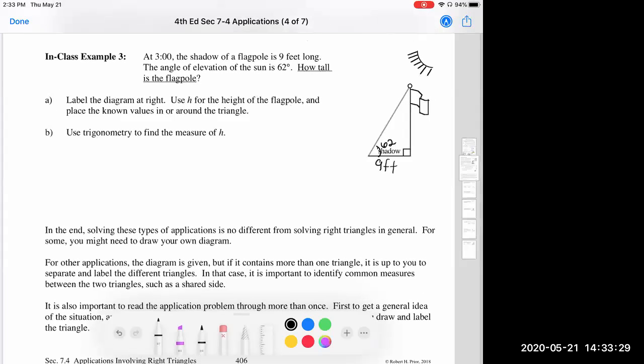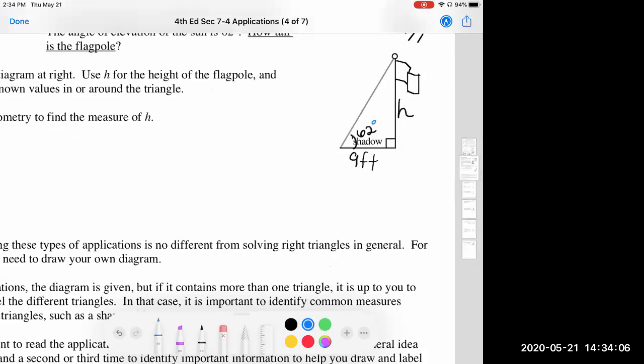Okay, well, we have bits that we can work with, and it's a matter of us putting all these pieces together in a puzzle so that we can get a better idea. A wants us to label a diagram at right. Use H for the height of the flagpole, so we'll do an H, and place the known values in or around the triangle. We did that as we read it. B, use trigonometry to find the measure of H. Okay, so work with the angle you know. We were given an angle of 62 degrees, so why don't we stick with that only?